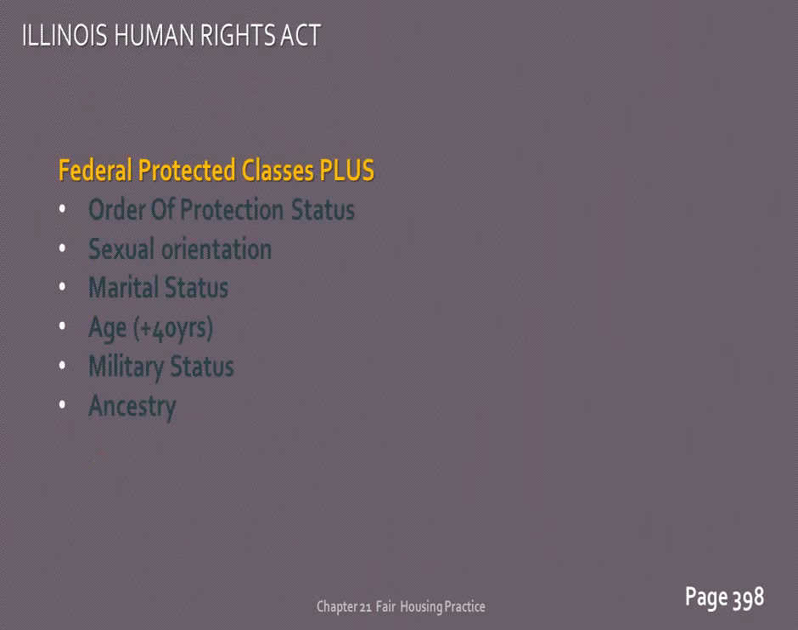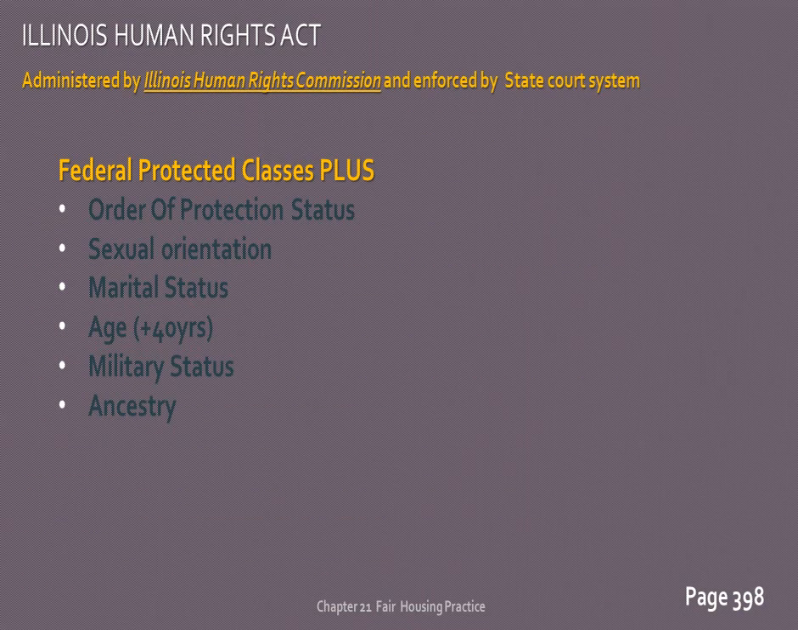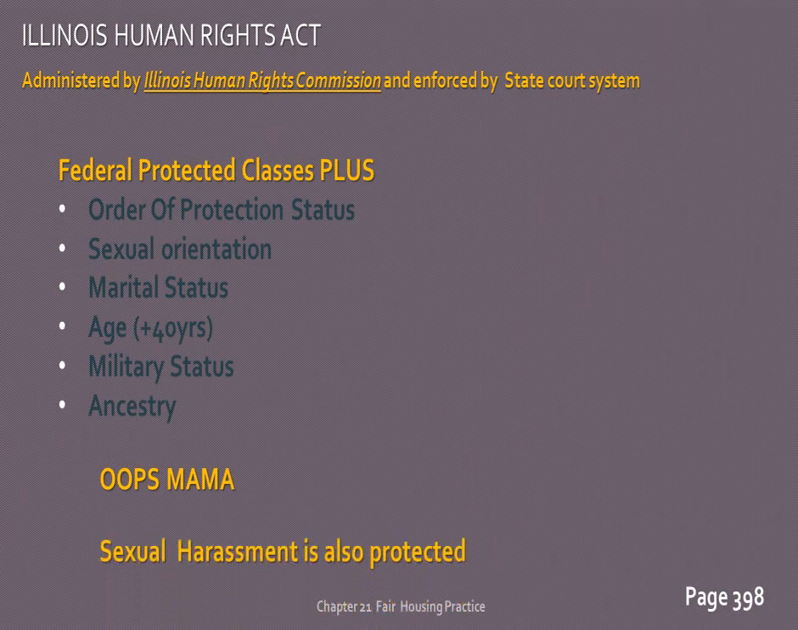We have an Illinois Human Rights Act which takes those classes and adds to them. It's administered by the Illinois Human Rights Commission. It's enforced by the state court systems. So the federal acts plus order of protection, sexual orientation, marital status, age, military status, ancestry. So if you remember OOPS, MAMA: order of protection status, marital status, age, military status, ancestry, you remember the state protected classes.